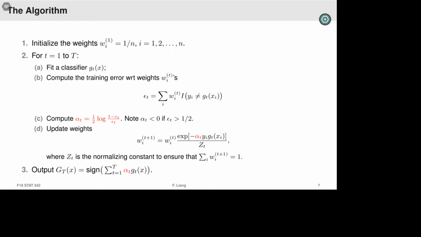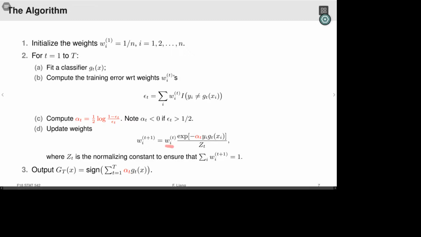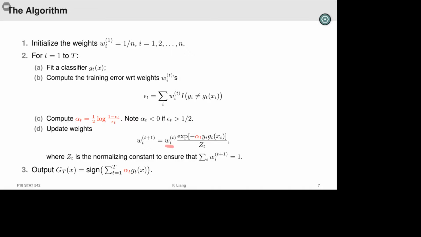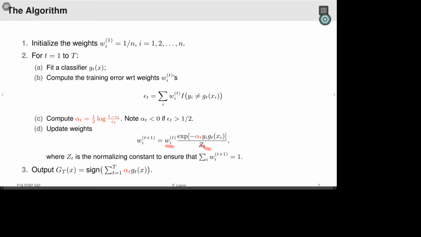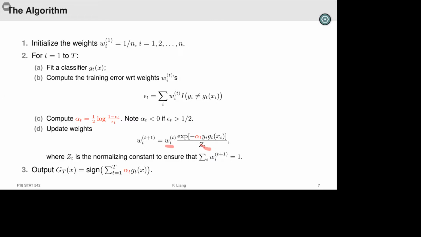So we pick a classifier, calculate the training error, calculate this mysterious alpha t, and then we are going to update our weights. How do we update our weights? This is the weight we assigned for the ith observation, the current weight. And then we're going to multiply by some number. You can actually ignore the zt because zt is just a normalizing constant to make sure the sum of the left-hand side, if I sum over i, will be 1. So it's a constant for every i. But let's look at how we change the weight.